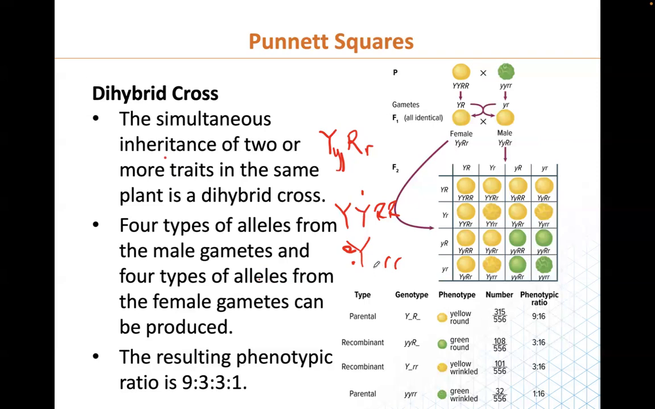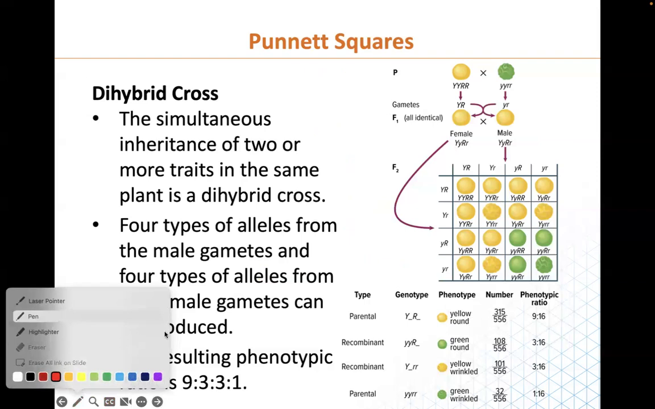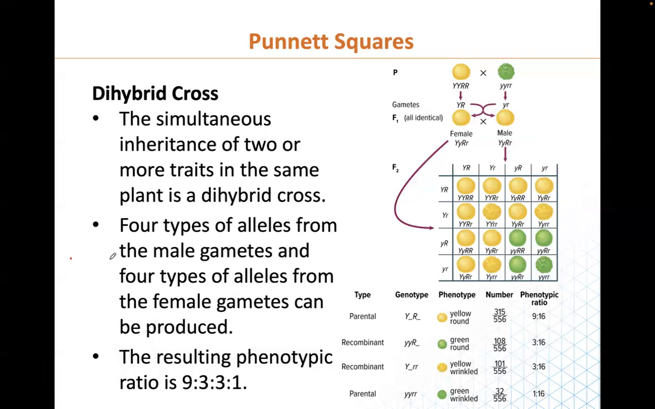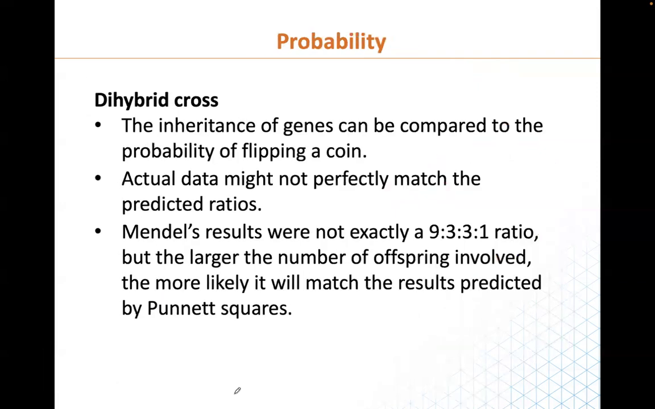It's never going to be green if you have one uppercase Y. So the meaning is once you have one dominant, it's going to be yellow for Y. And once you have one dominant for R, it's going to be smooth. It only becomes wrinkled when you have both recessive, and it's only going to be green when you have both recessive Y. All right, so this is how we got the ratio 9 to 3 to 3 to 1.